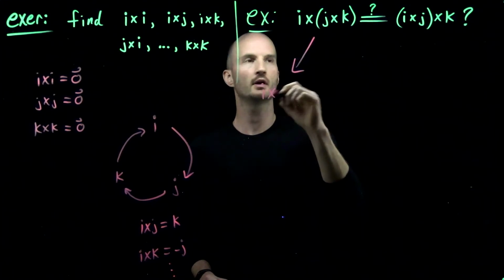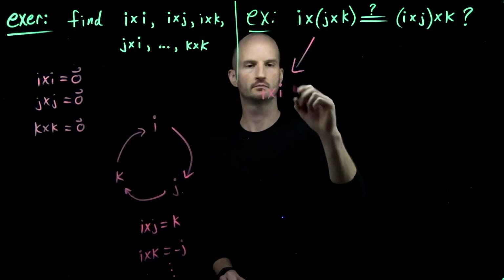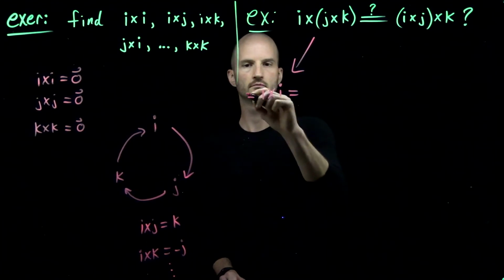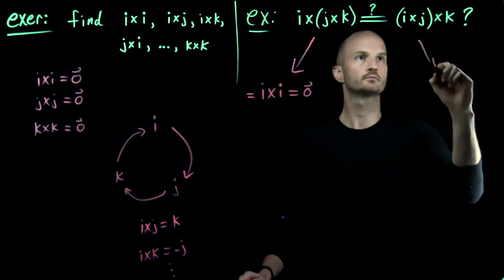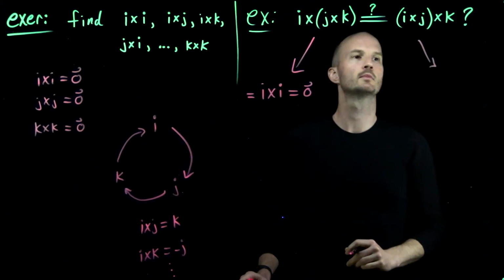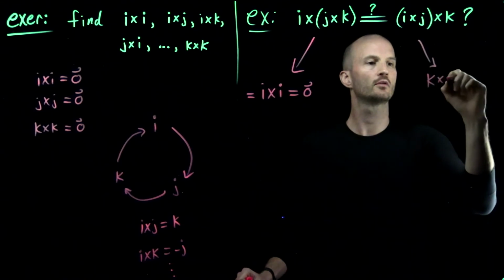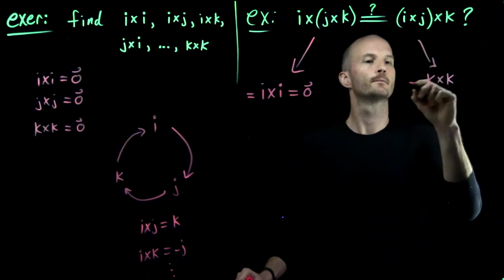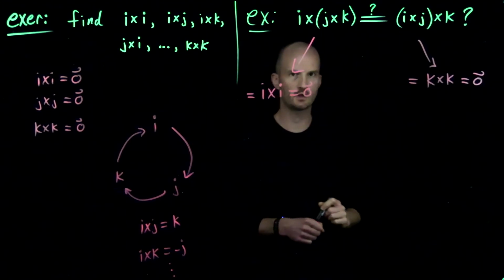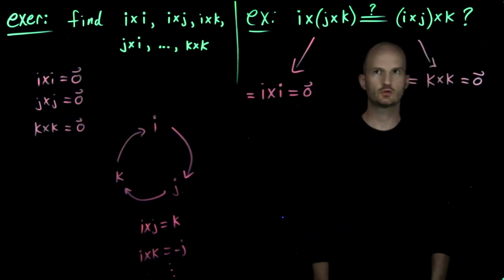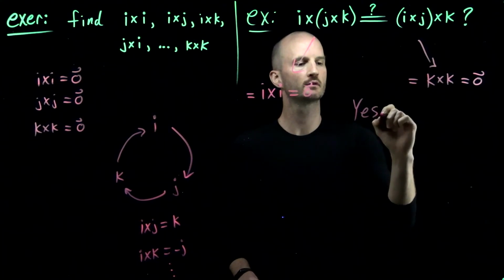Here you get i cross j cross k. What do we get? I get i cross i. But here I get i cross j, k cross k is equal to 0. Oh, so I screwed up. This is not what I want. These two are the same. Okay, so my answer here is yes. I didn't choose the right example.